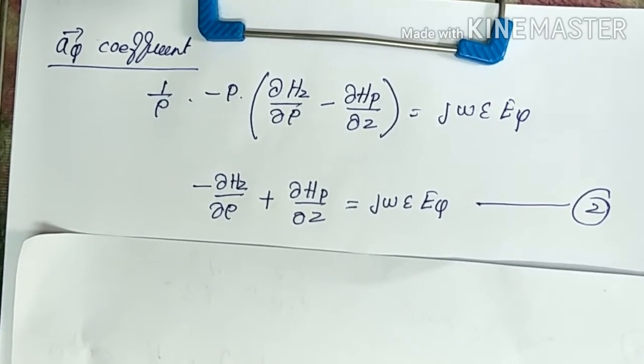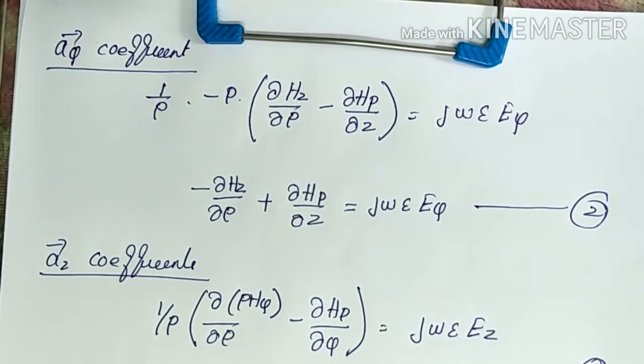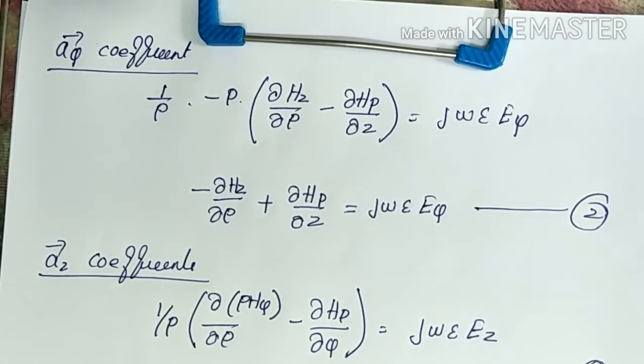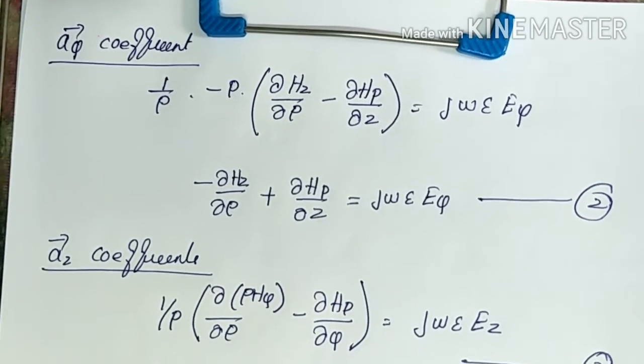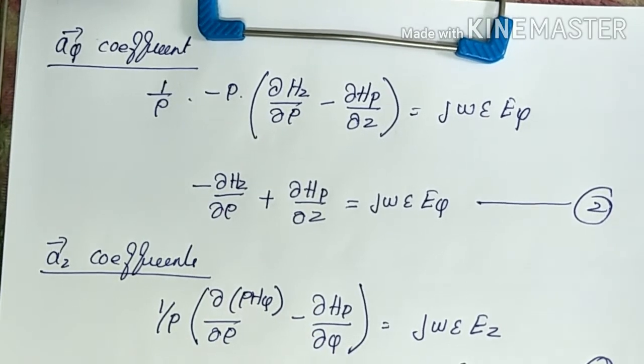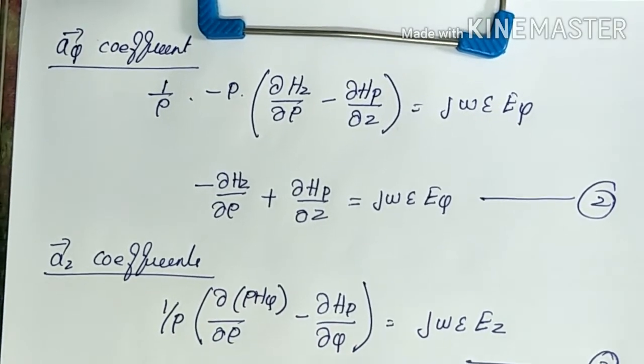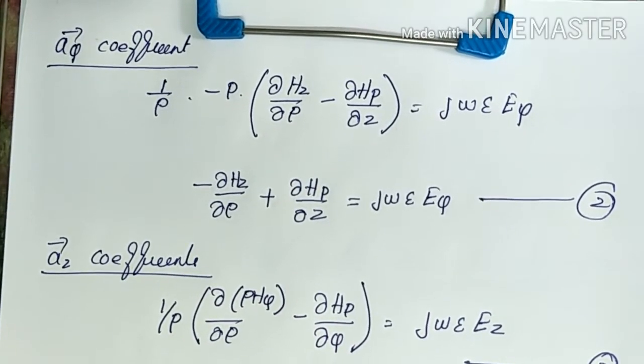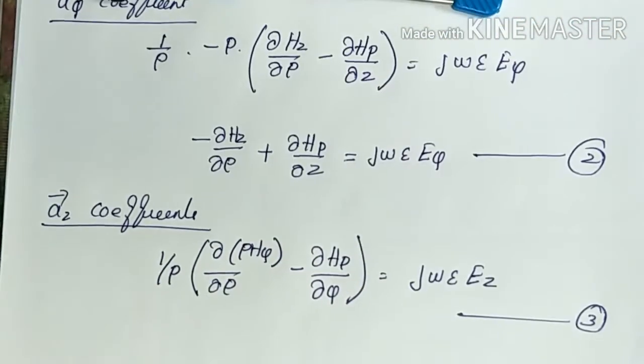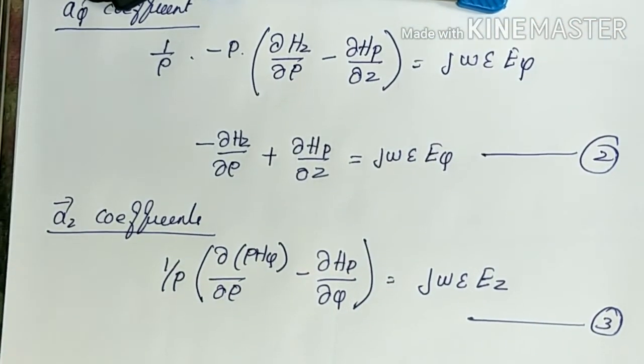Now equate the Az coefficients. 1 by rho dou rho h phi by dou rho minus dou h rho by dou phi is equal to j omega epsilon into Ez. Take this as equation 3.